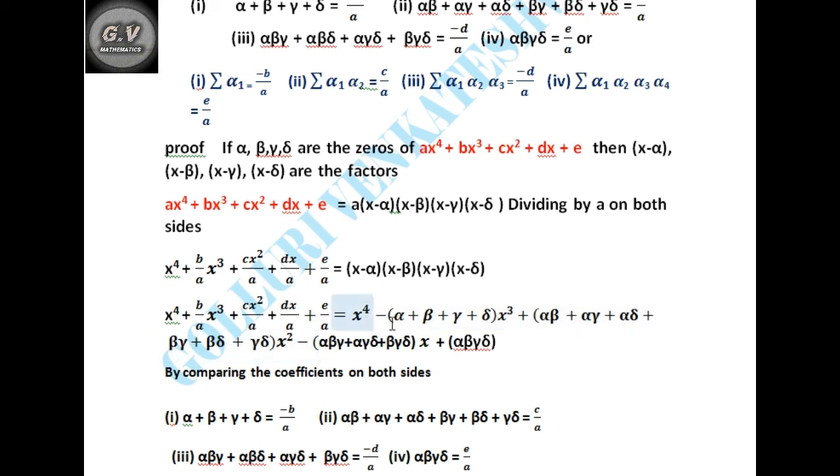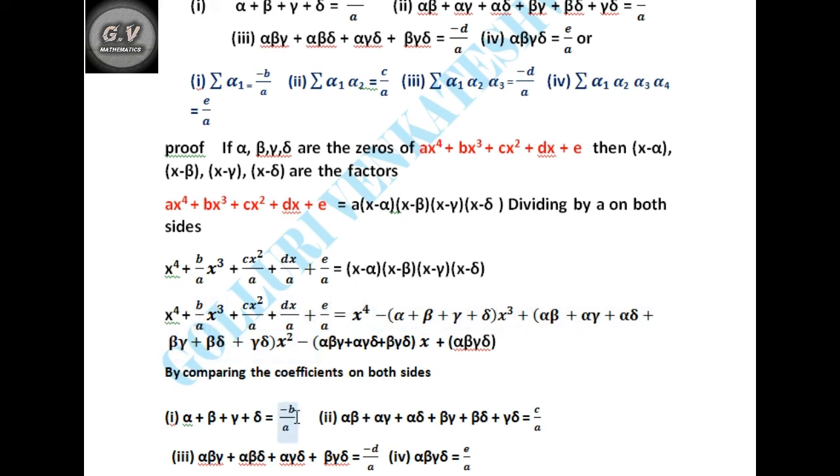Here, by comparing the coefficients on both sides, x power 4, both are equal. So comparing x cube coefficients. What about the x cube coefficient here? Minus of (alpha plus beta plus gamma plus delta). Here it is the coefficient of x cube. What about here? The x cube coefficient is b by a. Changing signs on both sides, negative becomes positive and positive becomes negative.